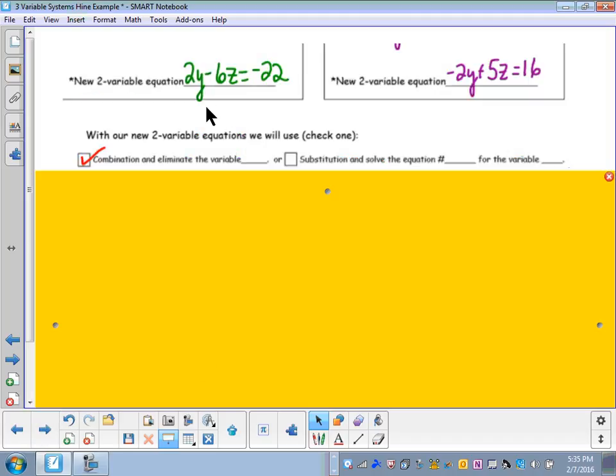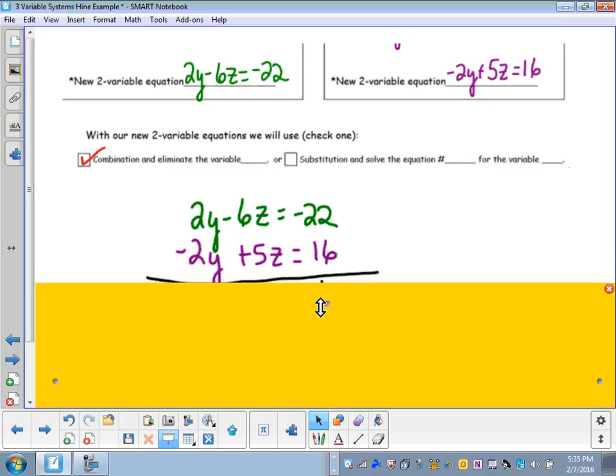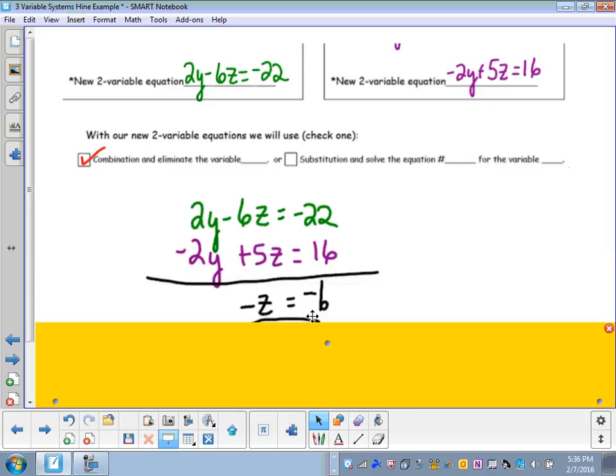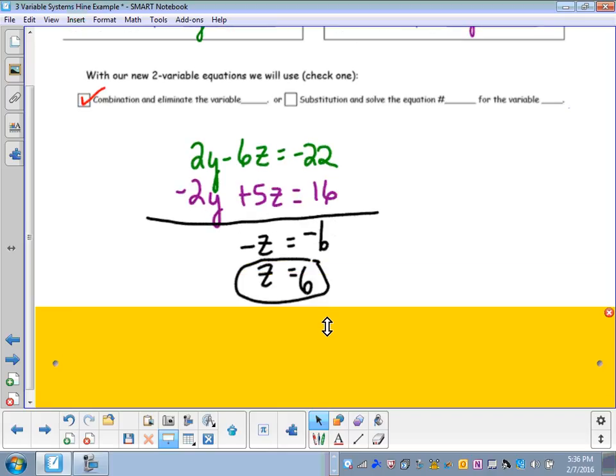Now, once I have my two new equations, I have two equations and two variables, so I'm going to solve by combination, or what we call elimination. So the 2y and the minus 2y are eliminated, and I solve for z, and z is equal to 6.